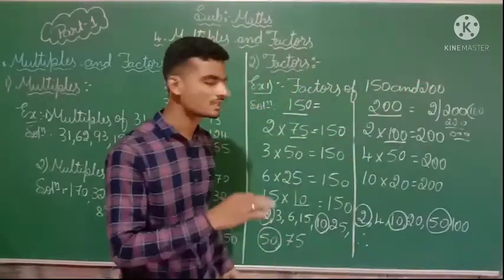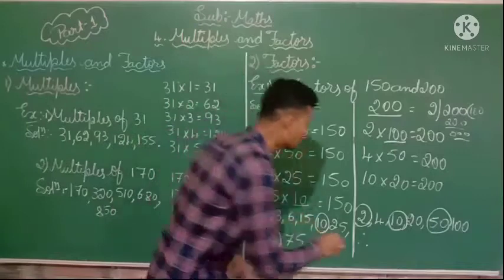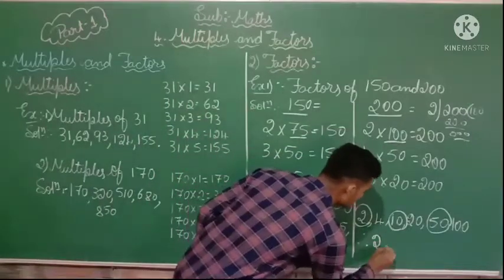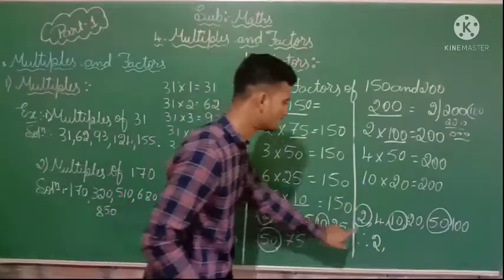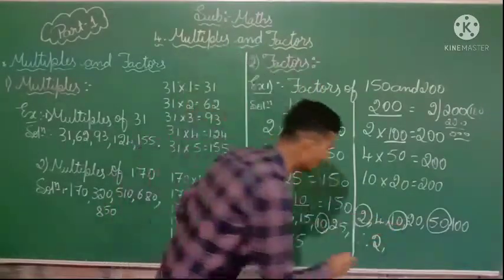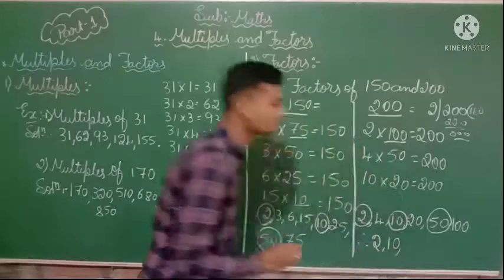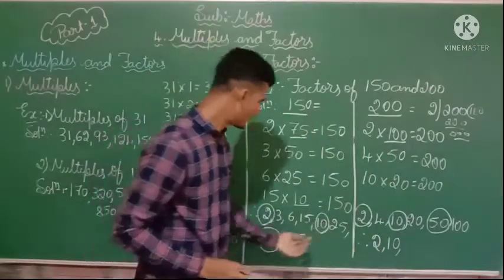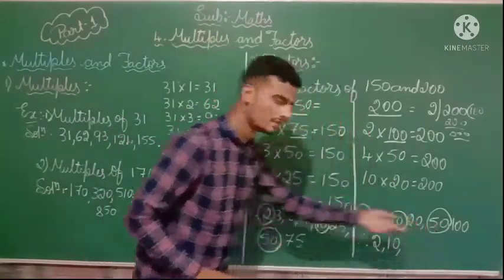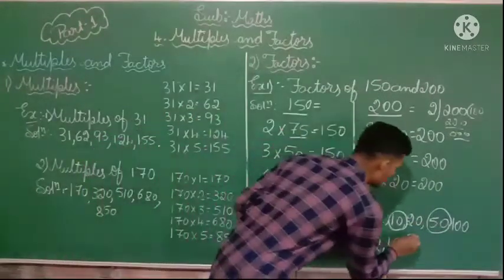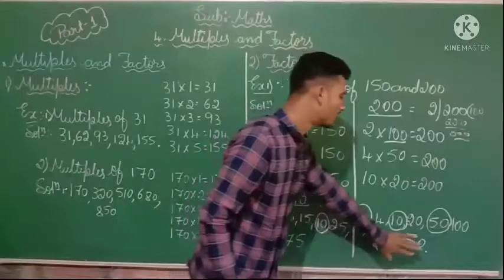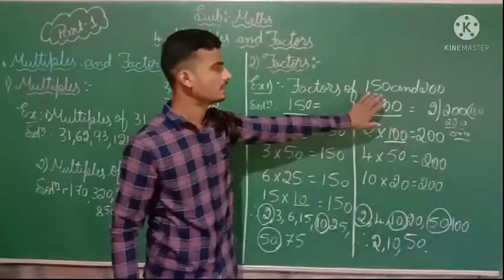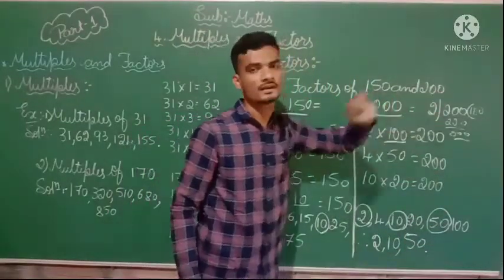What are the common factors we have found? You write down here: 2, then 10. Next 10 we have found as a common factor. Then which number we have found? That is 50. See here, here is also 50, here is also 50. Then we write 50. So these are the three common factors we have found for the numbers 150 and 200.